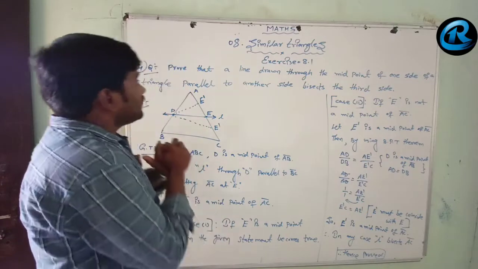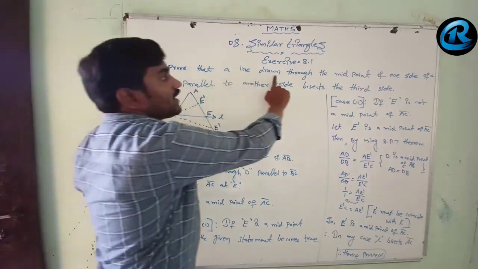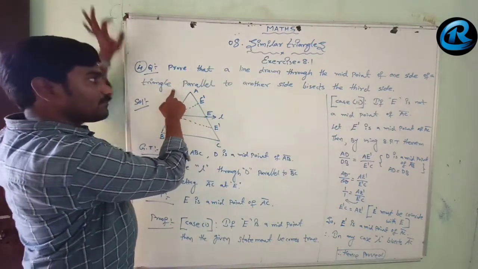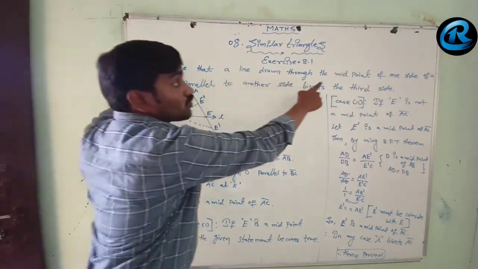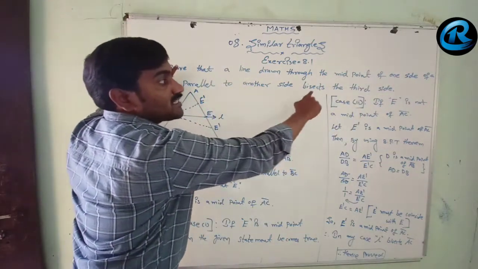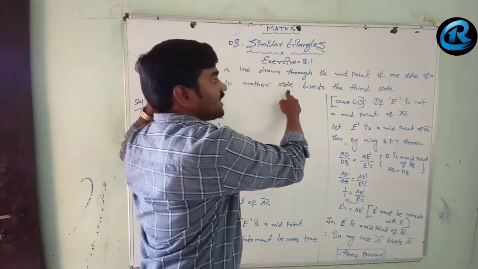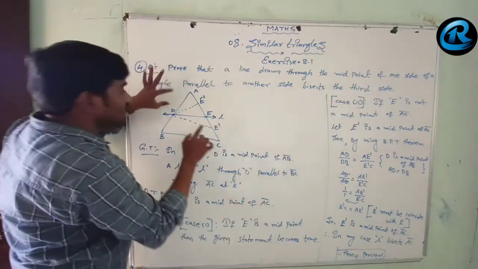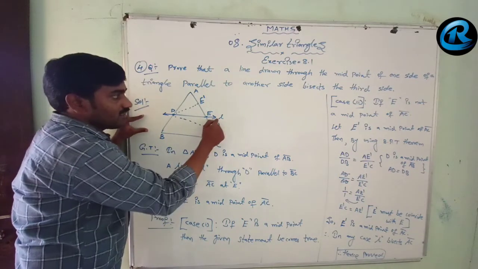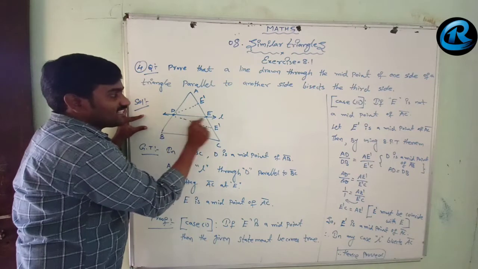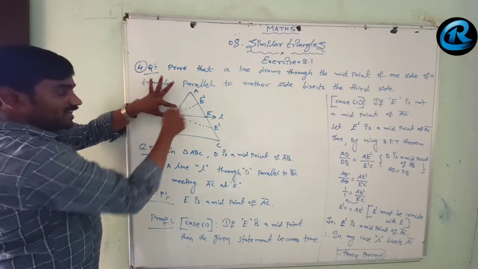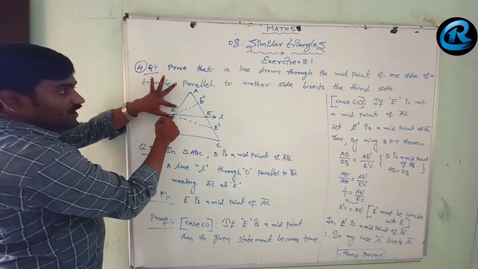So here, the fourth question is: prove that a line drawn through the midpoint of one side of a triangle is parallel to the third side and bisects the third side. Suppose this is a triangle ABC, and this is a line L. Line L is drawn through the midpoint of one side of the triangle. That means D is a midpoint on AB.